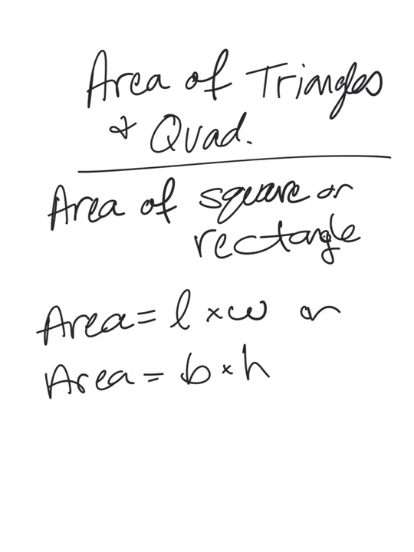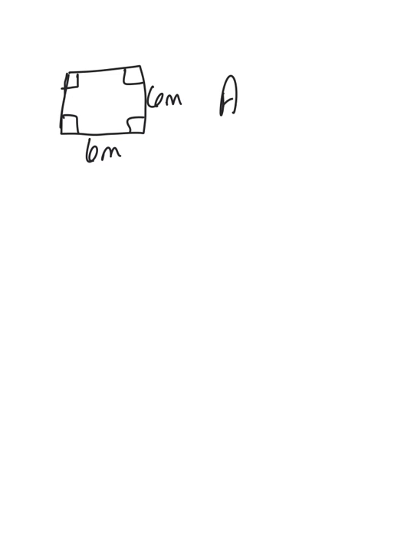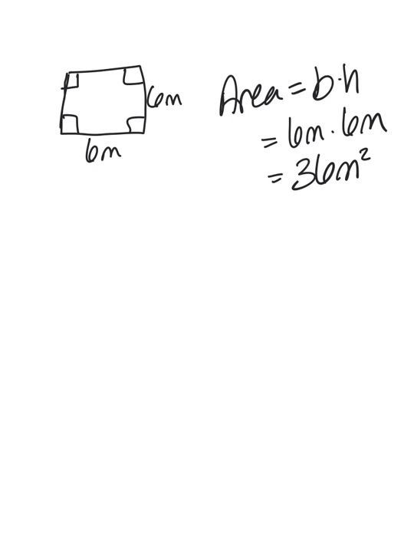So for example, if I had a square, and how do I know something is a square? All angles are right angles and all sides are congruent. So let's say this is 6 meters by 6 meters, right? And let's find the area. Well, the area, again, is just base times height. It would just be 6 meters times 6 meters, which would be 36 meters squared, because meters times meters is meters squared, right? Or like 6 times 6 is 6 squared.